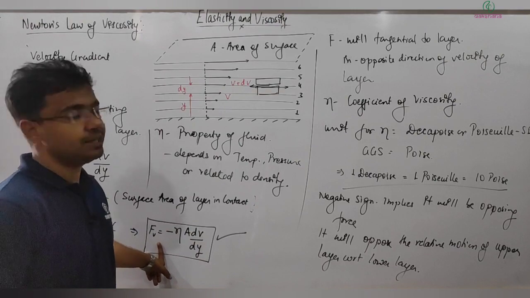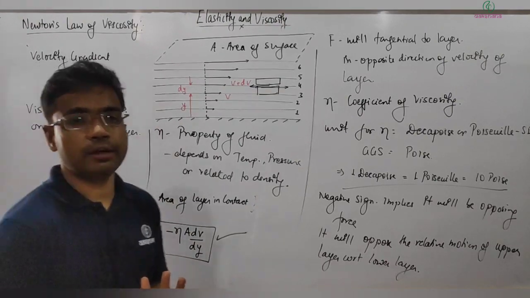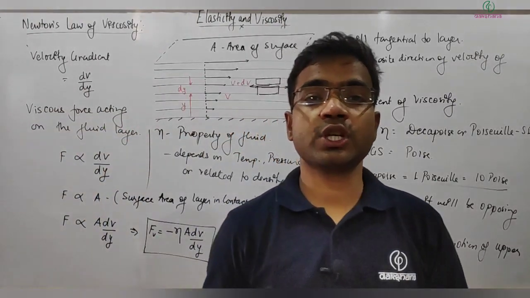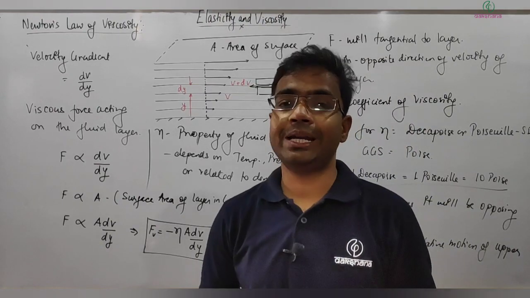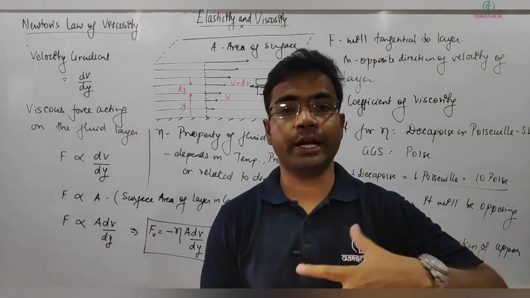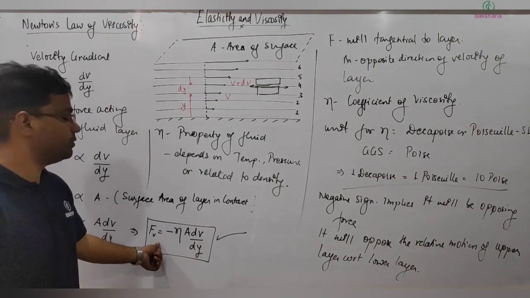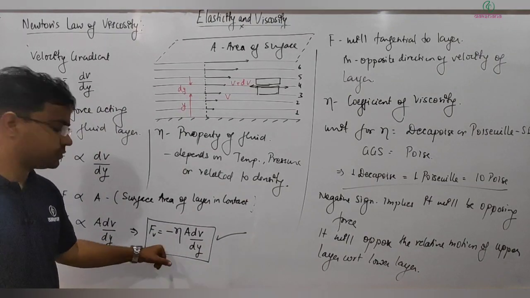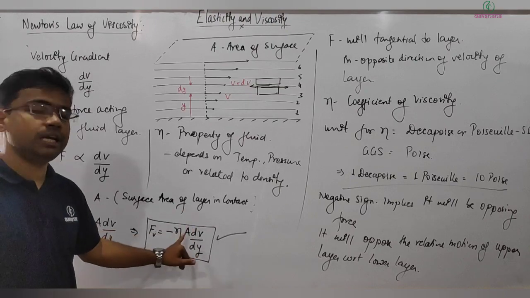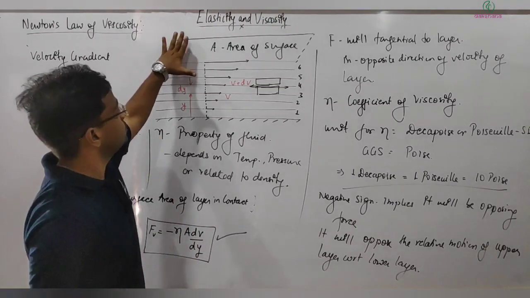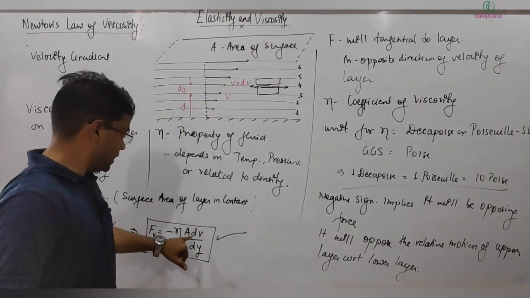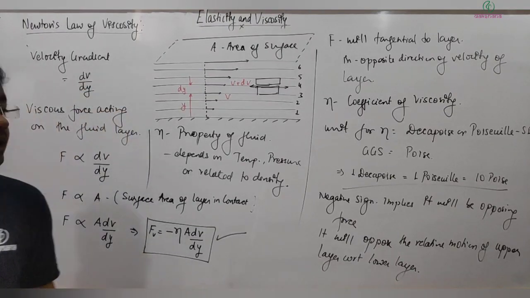So finally, we are now in a position to calculate the viscous force acting on one layer by the lower layer, and that is given by this formula. We call this Newton's law of viscosity. Simply, F viscous force is minus eta times A, where A is the area of this layer, and dV by dy is the velocity gradient.